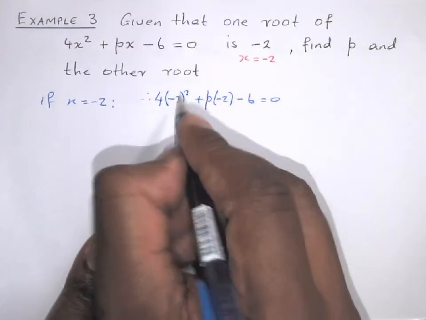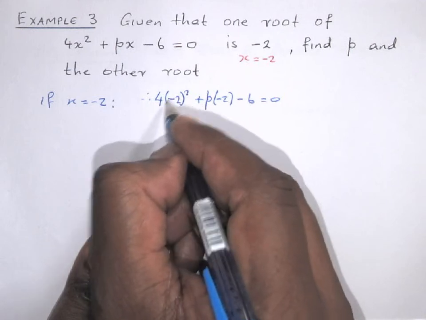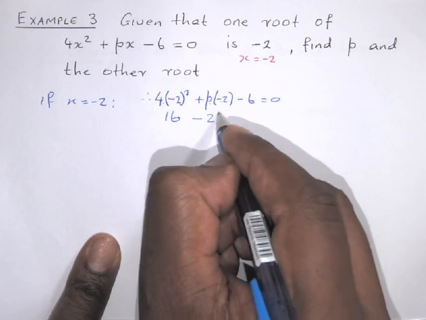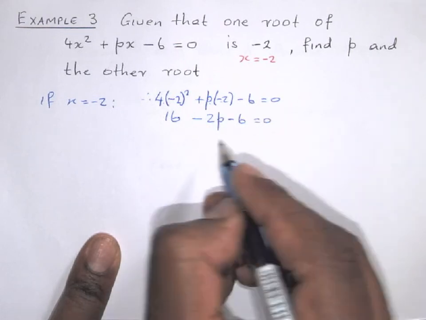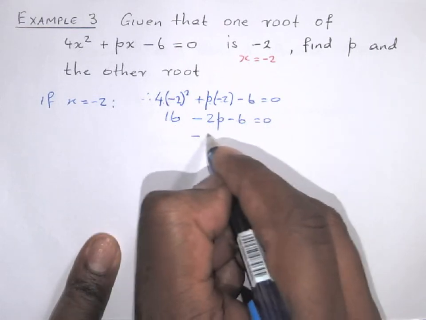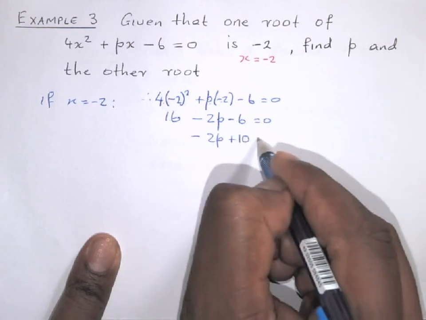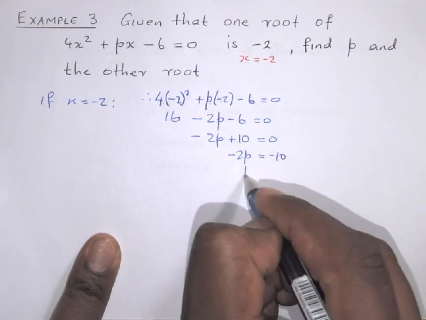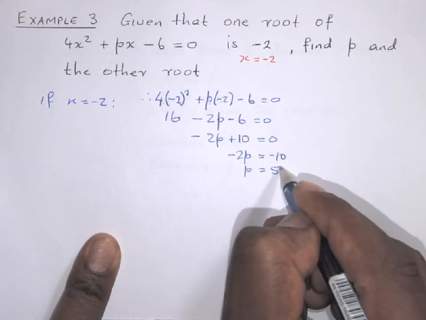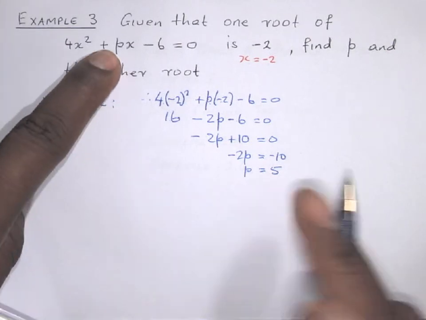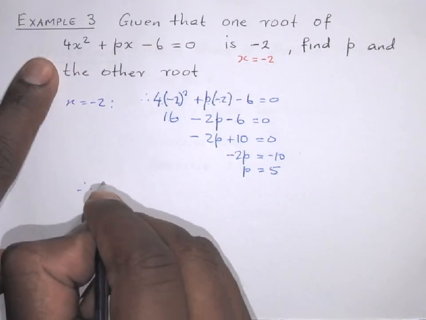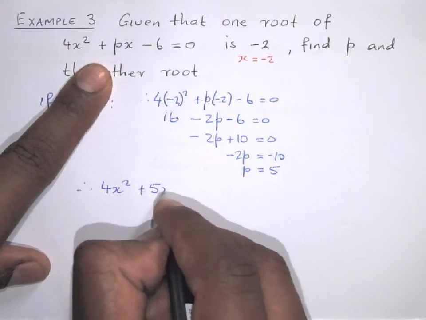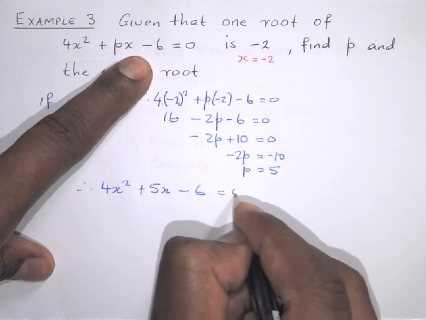If I simplify this, minus 2 squared is 4, times 4 is 16, and this gives us minus 2p, then minus 6, which is equal to 0. Those are like terms, so I'll have minus 2p plus 10 equal to 0. So minus 2p gives us minus 10, so the p value is equal to 5. Now we know that p is 5, I can plug it in there. Therefore, the quadratic equation is 4x squared plus 5x minus 6 equal to 0.